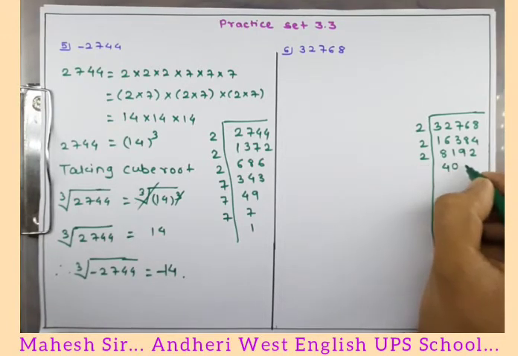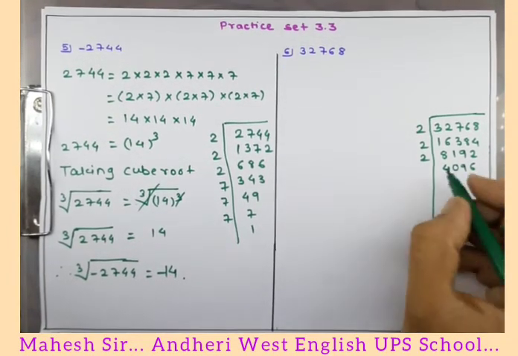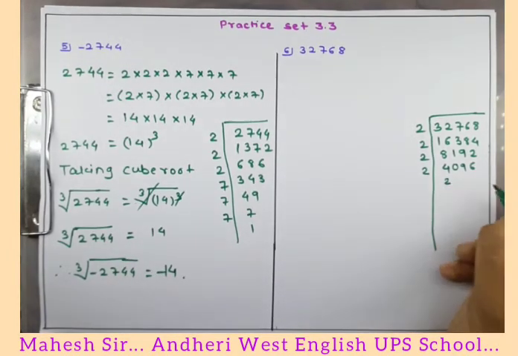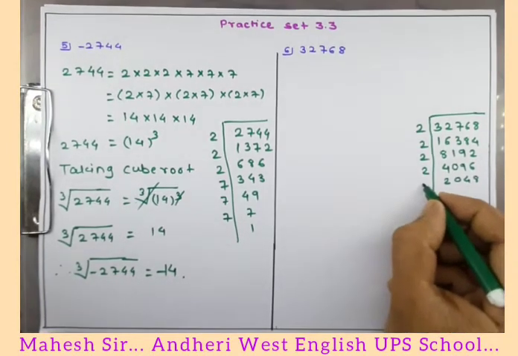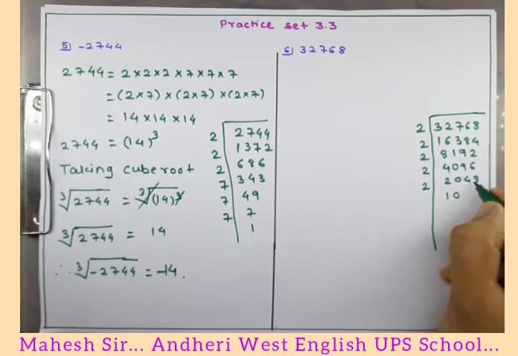So 2 9s are 18, 1 is remaining, and after that 2 is there, means 12. So 2 6s are 12. Again 6 is there, so it is divisible by 2. 2 2s are 4, 2 zeros are 0, 2 4s are 8, 2 8s are 16. And again then 2, 2 1s are 2, 2 zeros are 0, 2 2s are 4, 2 4s are 8.